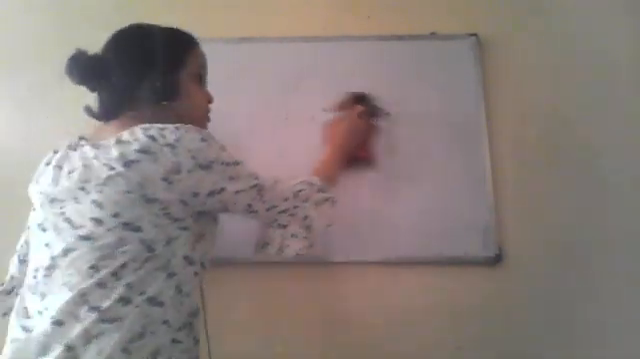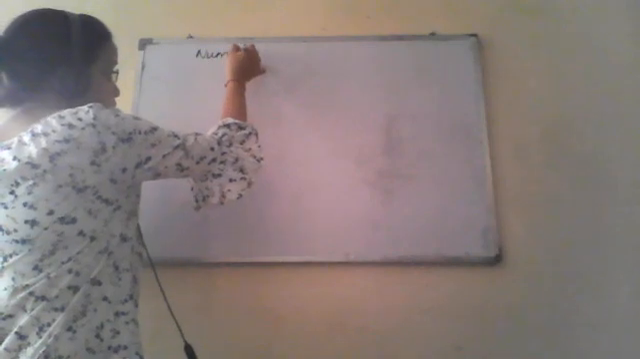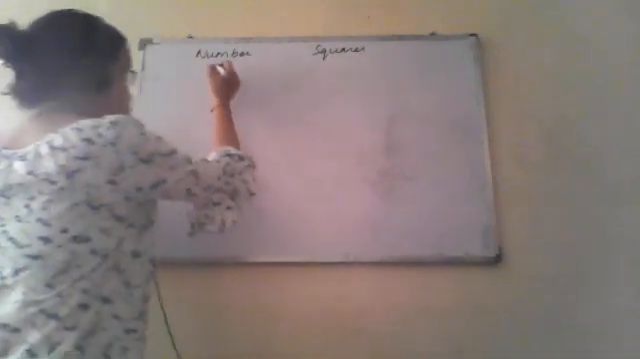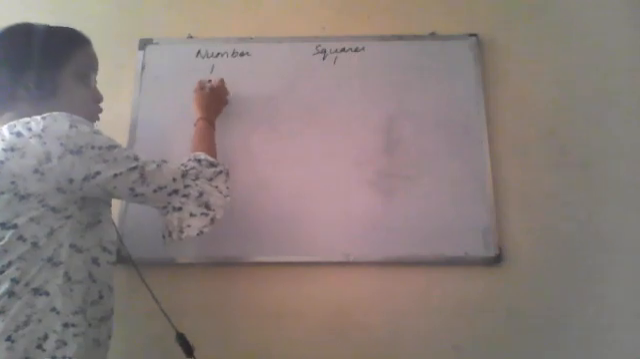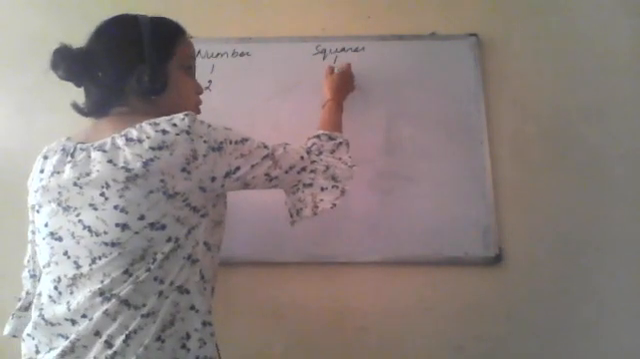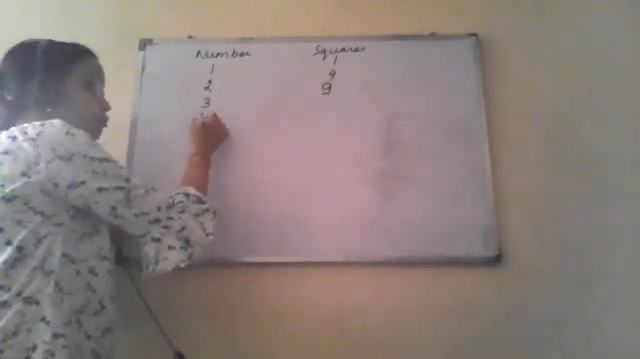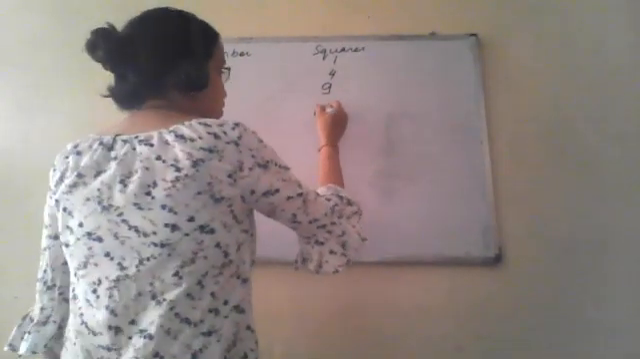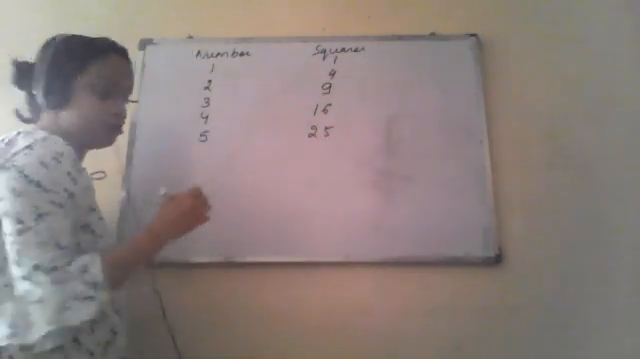We will see examples. There are numbers, and we will write the square of each number. Square of 1 is 1 into 1, that is 1. Square of 2 is 2 into 2, that is 4. Of 3, it will be 9. Of 4, it will be 16. Square of 5 is 5 into 5, that is 25.